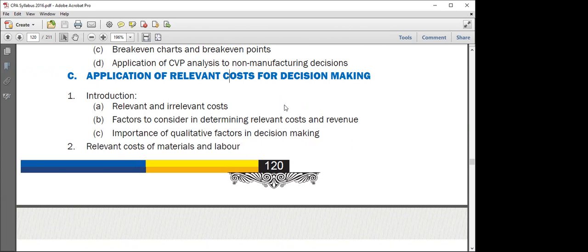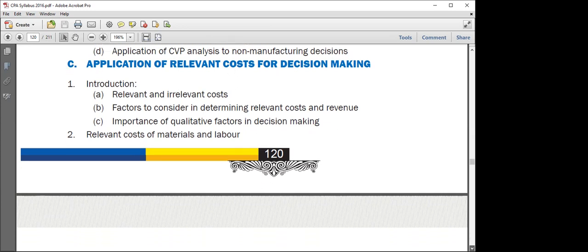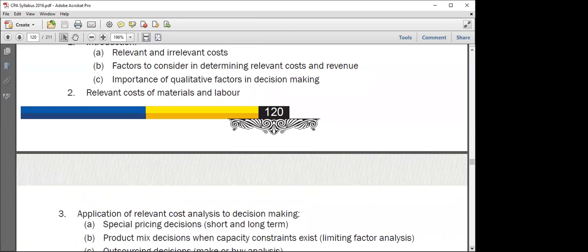Things like sunk costs, costs that you incurred already previously. We look at notional costs, costs that are just to do with allocation, maybe across the organization. We shall look at different things and what to exactly consider in determining relevant costs as well as revenue. As well as when it comes to materials and labor, we shall also try to understand the relevant costs in the different situations. In terms of material, there are cases where maybe you already have some materials in the warehouse and you're not going to use them for any other thing. Some materials are already at scrap value. We shall try to understand.